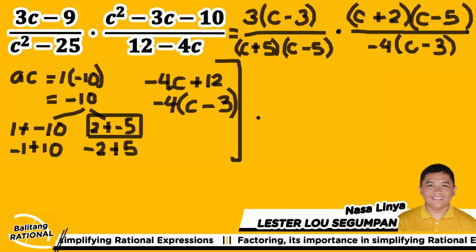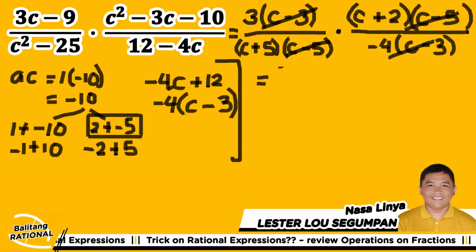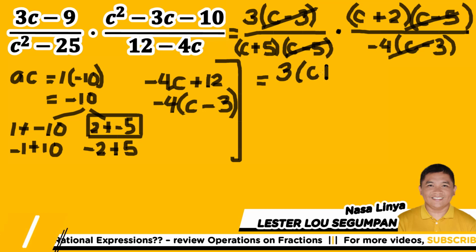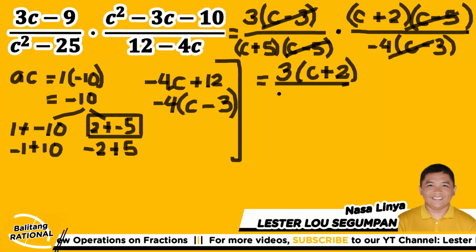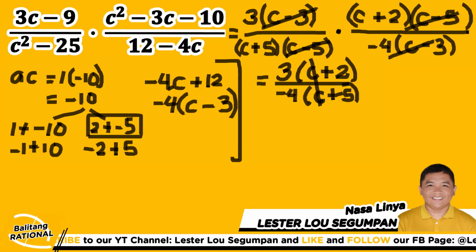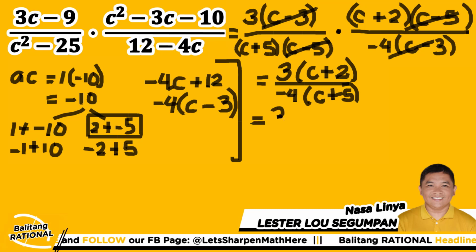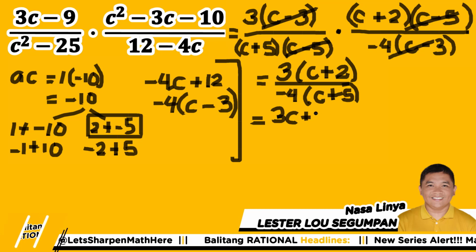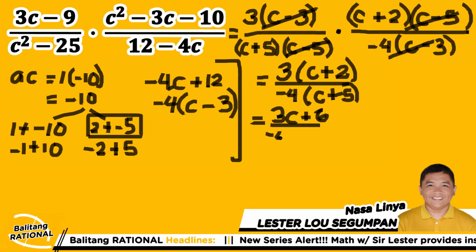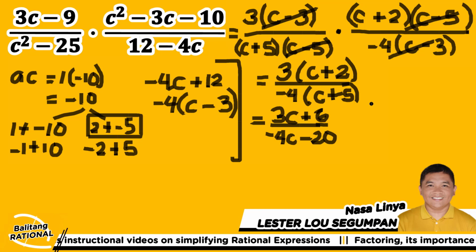So with this, let's continue here, and we can now cancel those similar terms, c minus 3, c minus 3, at saka yung sinabi natin kanina, c minus 5, and c minus 5. In short, yung natitirang expressions, we have c times c plus 2 all over negative 4 times c plus 5. Wait, do not cancel these two because the c terms are part of binomial expressions. We could also express this in our final answer when we apply the distributive property: 3c plus 6 all over negative 4c minus 20. Ito po yung sagot sa ibinigay sa atin na rational expression.